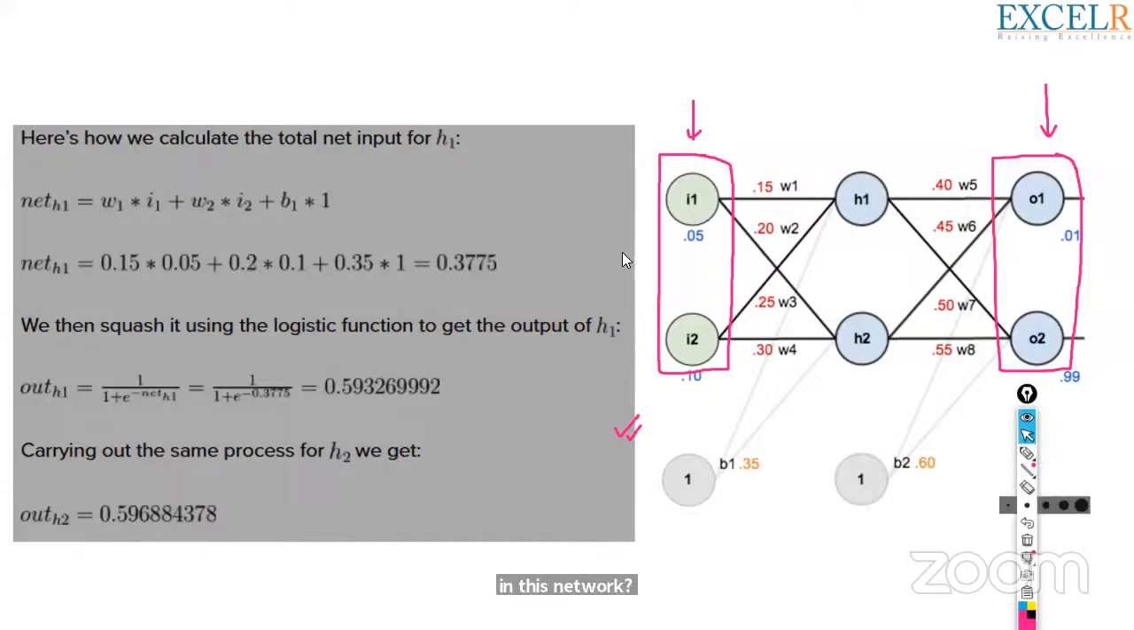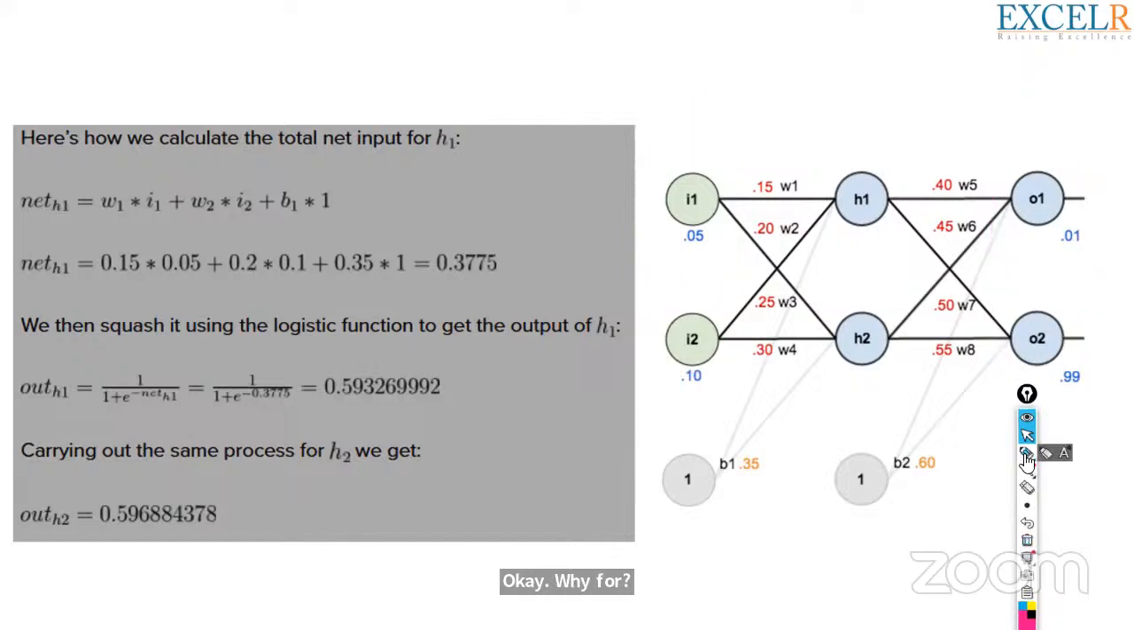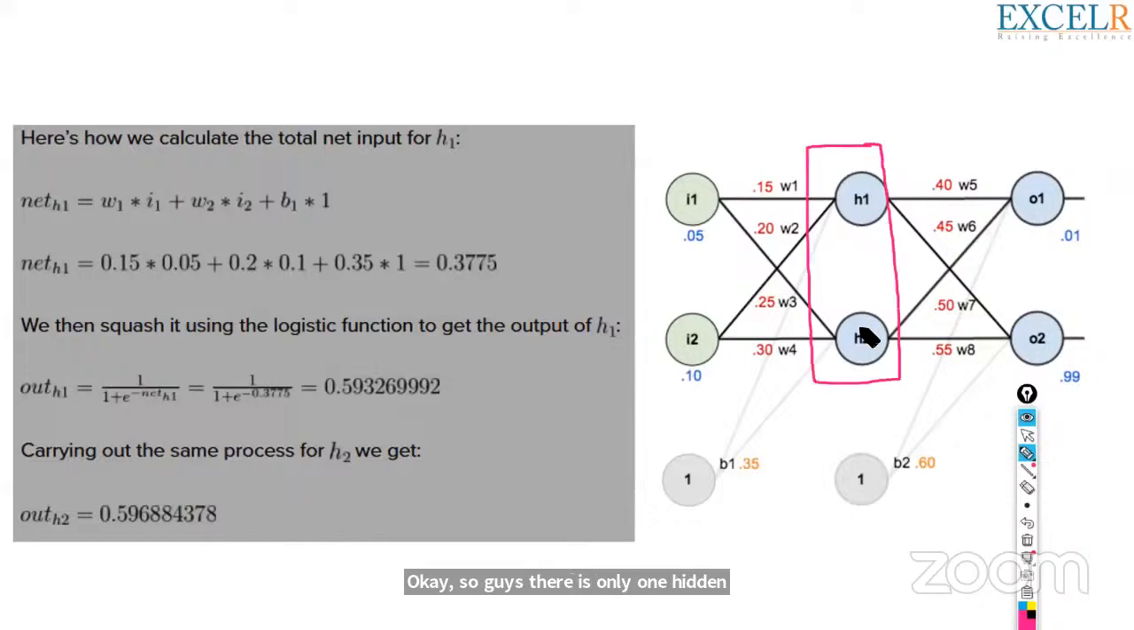How many hidden layers are there in this network? Okay. Why four? Okay, so guys, there is only one hidden layer. That is this one. This is the hidden layer.